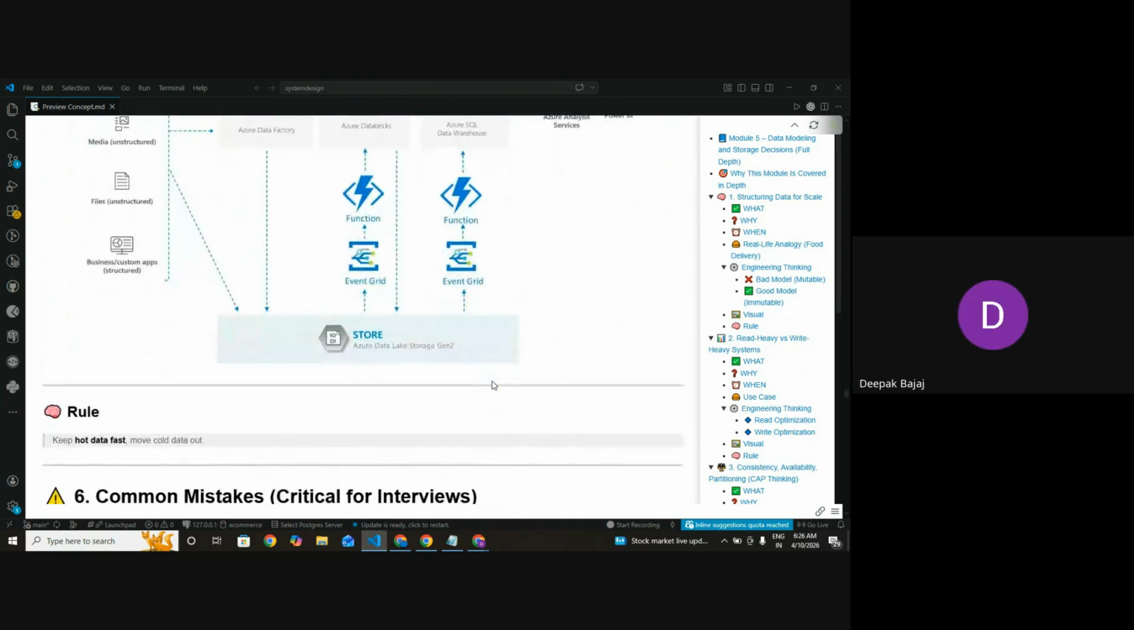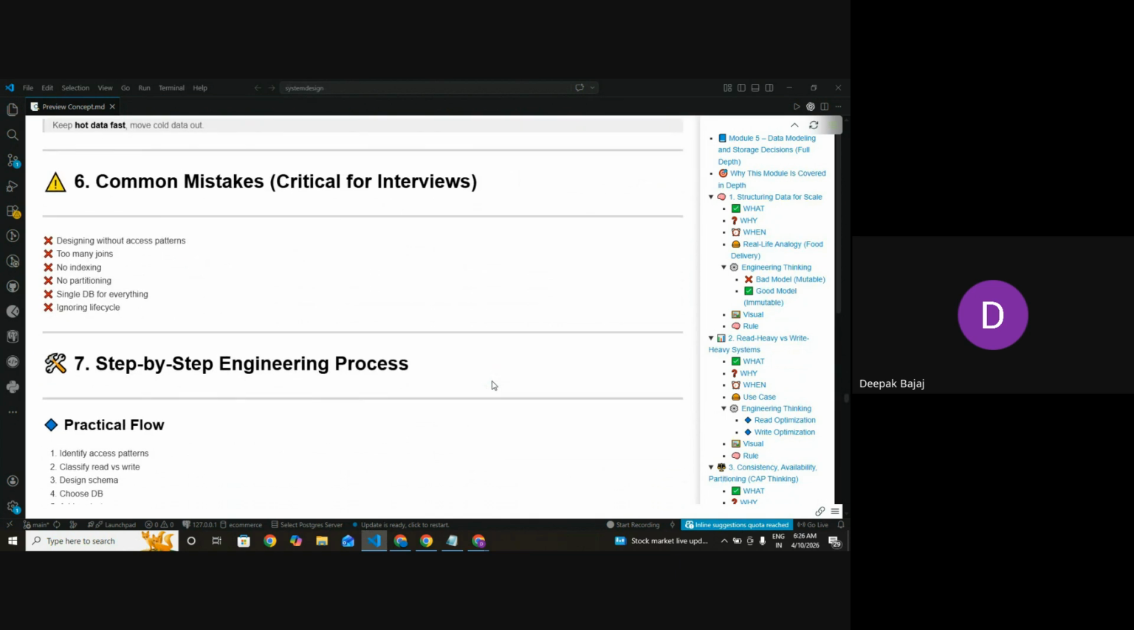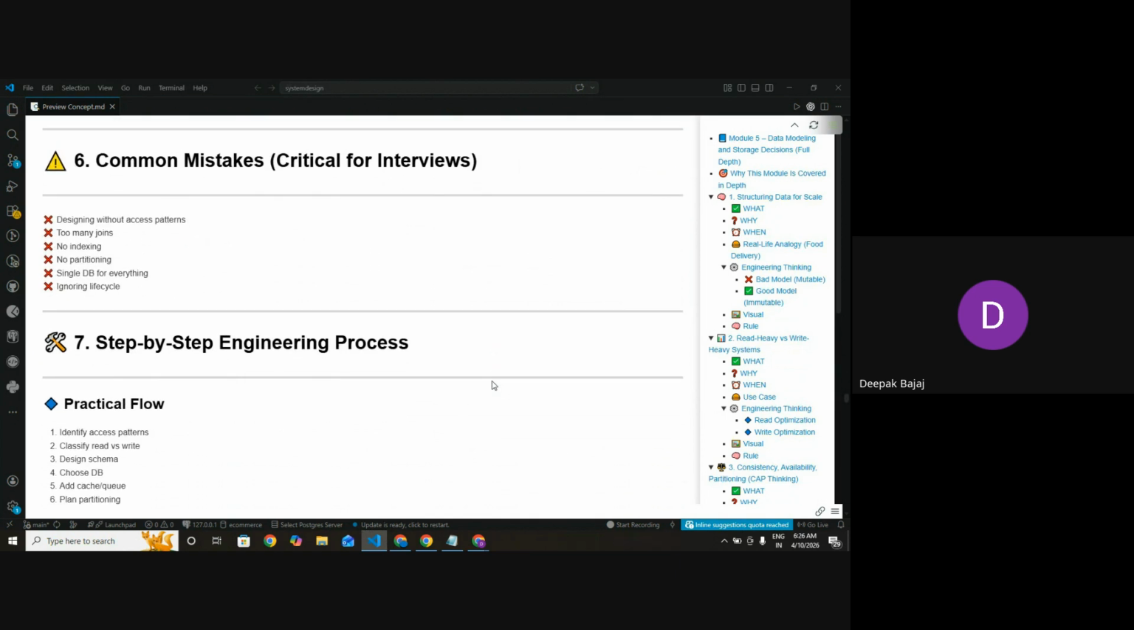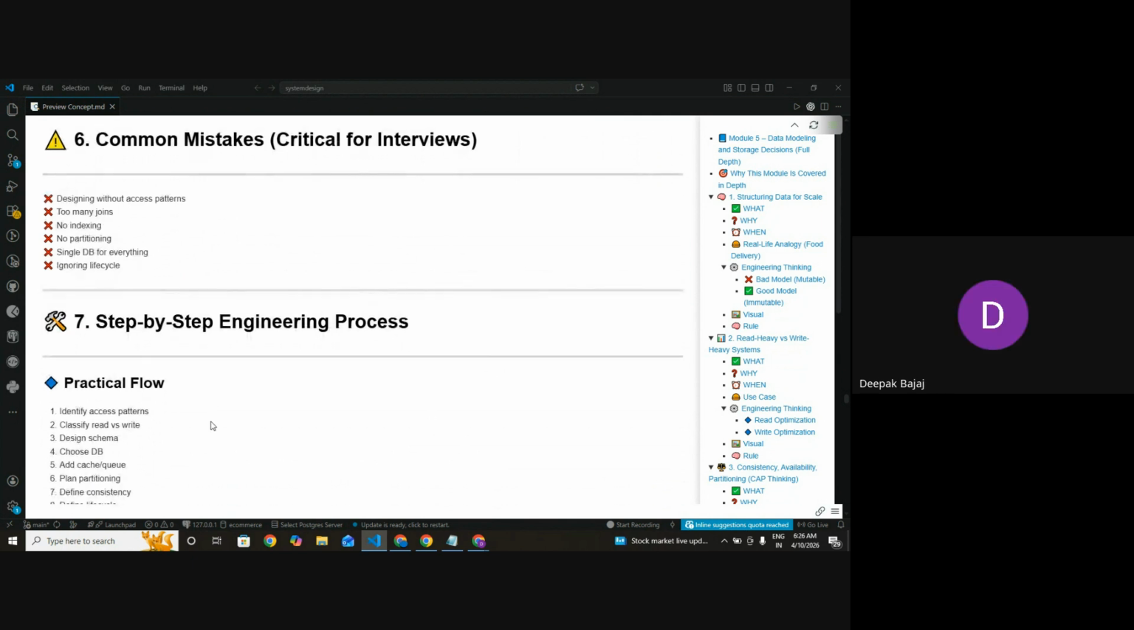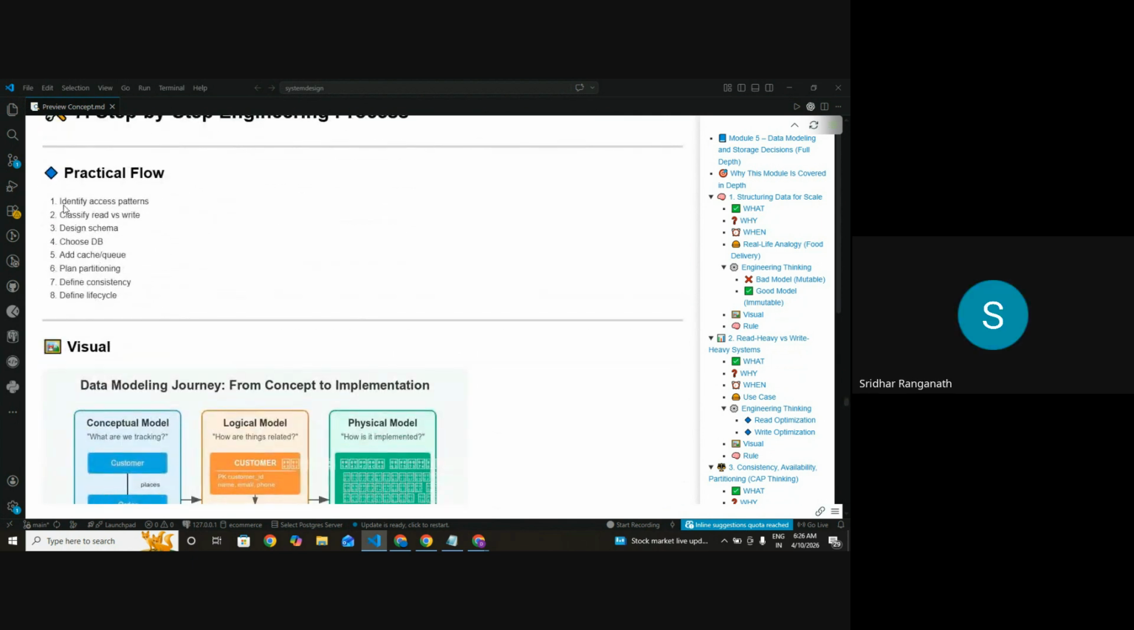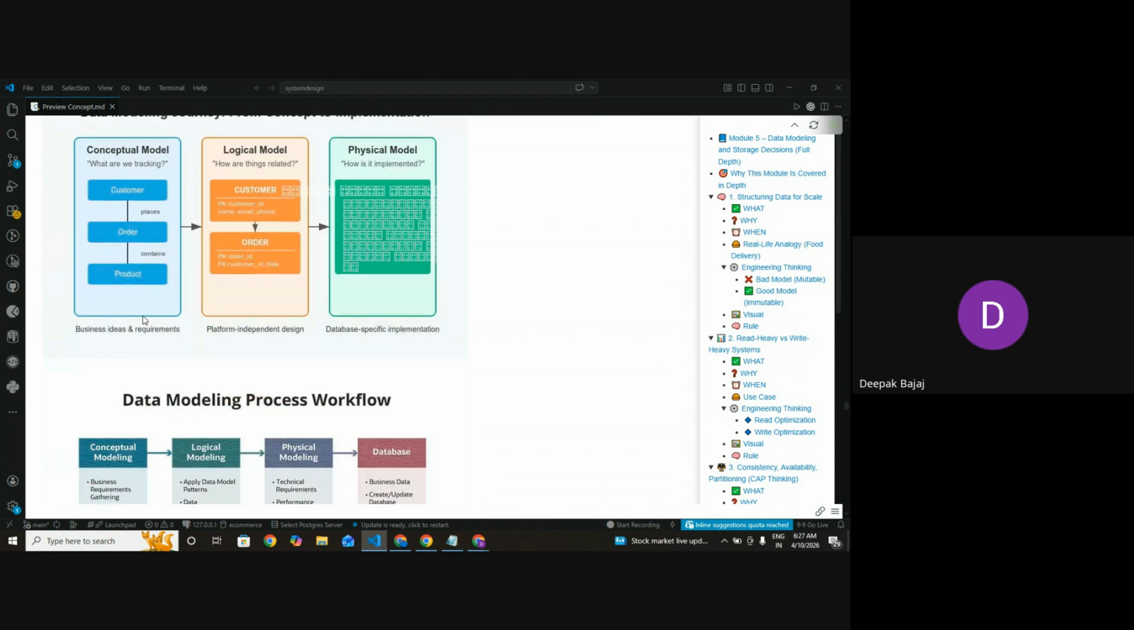Data lake, common mistakes. So these are the common mistakes: too many joins, no indexing, no partitioning. Data engineering flow: identify and assess the pattern, classify read versus write, design schema. Choose the DB, add cache and queue based on your operation, plan partitioning, define consistency, define life cycle.